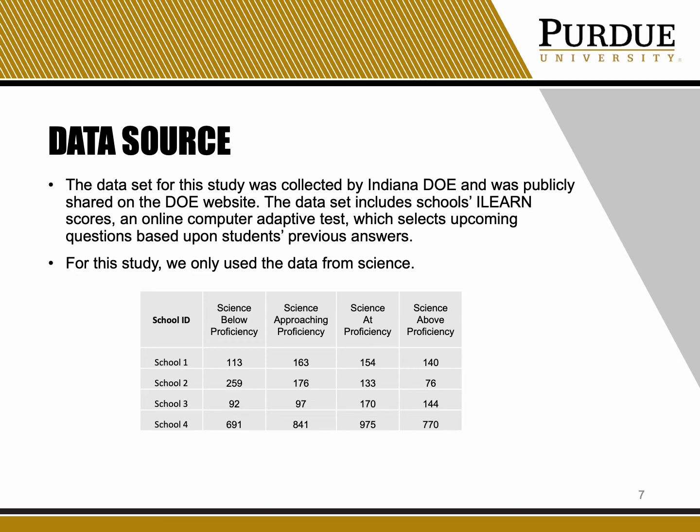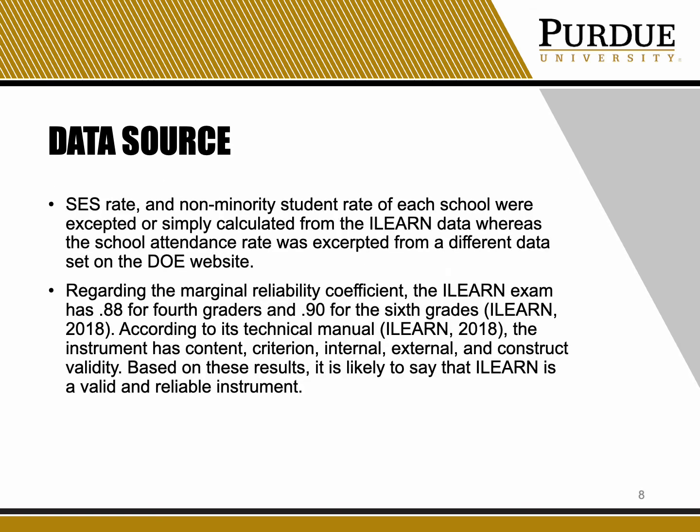In general, the data set looks like that, and the Indiana Department of Education shared the number of students at each proficiency level for 1,492 schools after excluding some of the schools which didn't have enough data or which had missing data. Socioeconomic status rate and non-minority student rate of each school were extracted or simply calculated from the iLEARN data, whereas the school attendance rate was extracted from a different data set on the Indiana Department of Education's website.